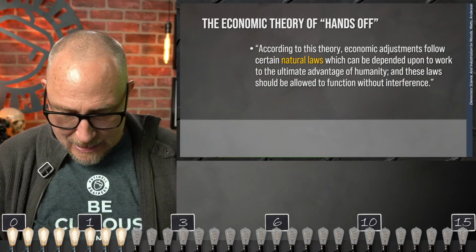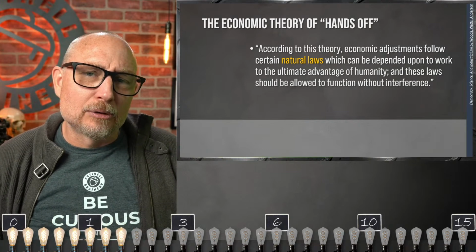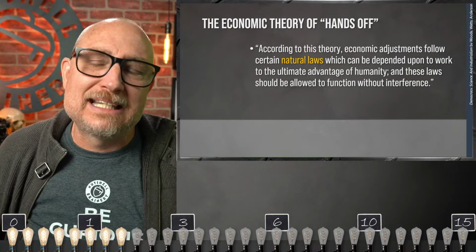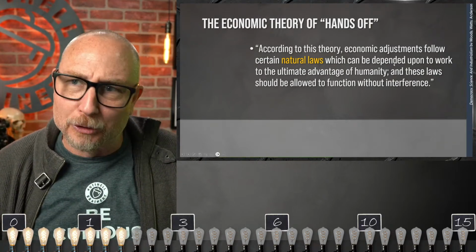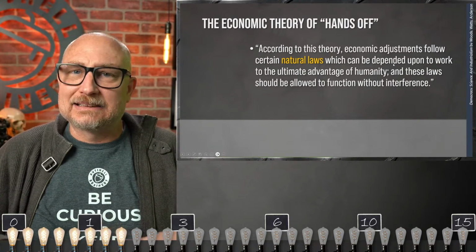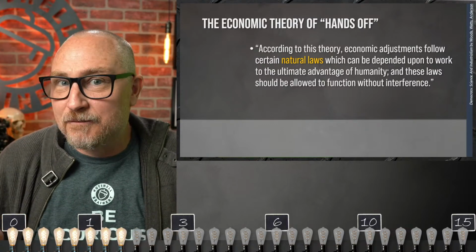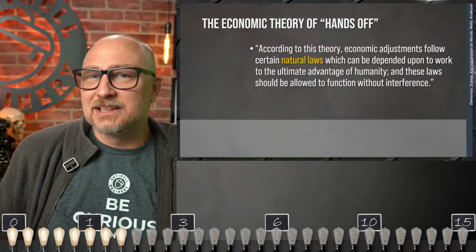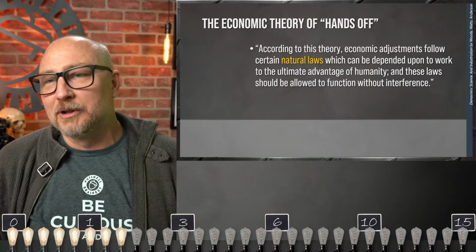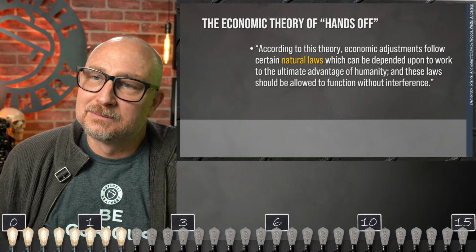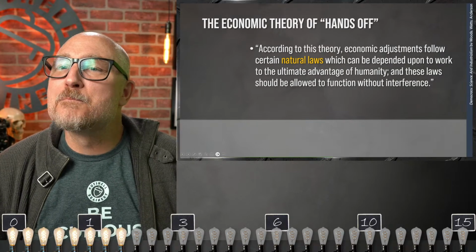Now, it's kind of interesting that the author here would use the term, that economic adjustments follow certain natural laws. What do people tend to mean when they say natural? When you say that something is natural, what are you inferring? Throw that in the comments there real quick. When somebody says this is natural, what are they trying to suggest? Natural food, natural this, natural that. What are they inferring?